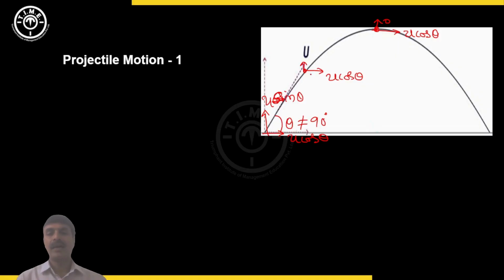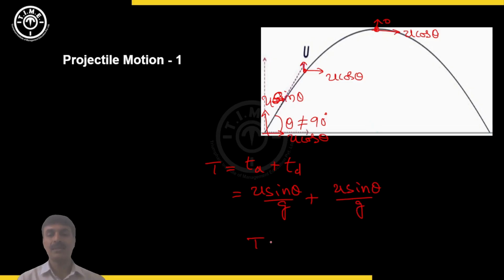Okay, and also we have learned about the time of flight and maximum height, where time of flight is the sum of time of ascent and time of descent. Time of ascent is u sin theta by g, and time of descent is also u sin theta by g for a ground to ground projectile. That means time of flight is 2 u sin theta upon g.